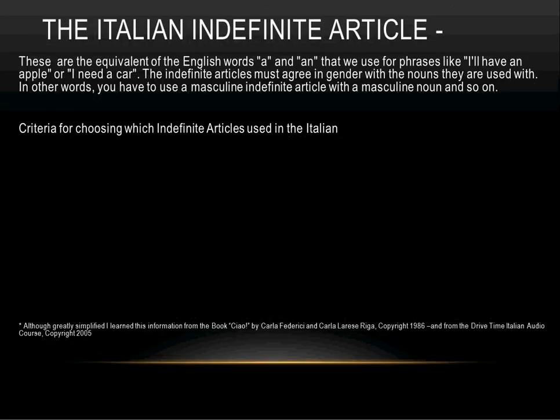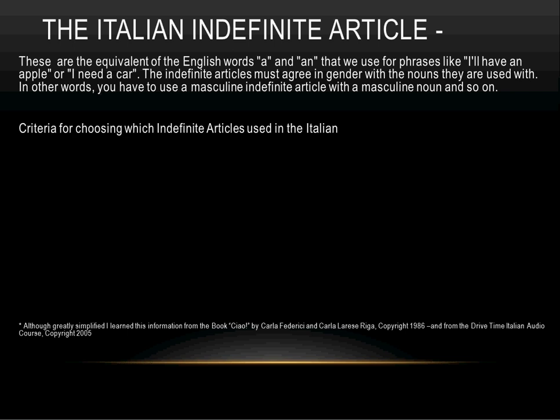Now let's talk about the Italian indefinite article. These are the equivalent of the English words a or an that we use for phrases like I'll have an apple or I need a car. The indefinite article must agree in gender with the nouns they are used with. In other words, you have to use a masculine indefinite article with a masculine noun, and so on.